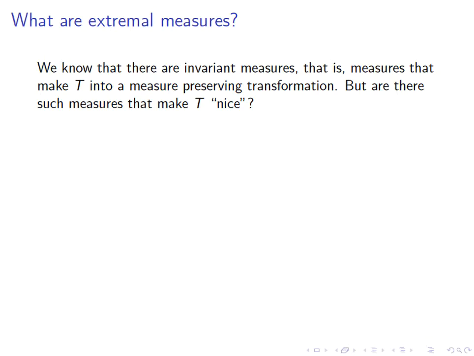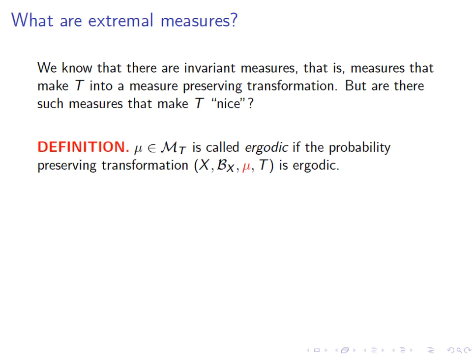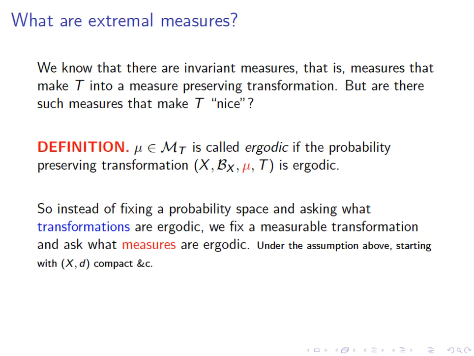I think at this point we are maybe convinced that they are more important than just any other measure. And we start off with a definition that tells us when a measure should be called nice. A measure is called ergodic if the transformation that you get by using this measure is an ergodic transformation. So this is a sort of a shift of perspective.